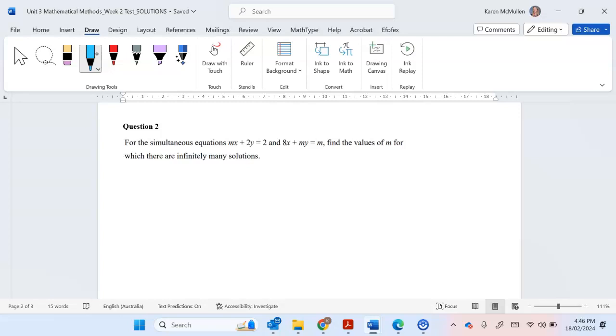All right, question 2. So for the simultaneous equations mx plus 2y equals 2 and 8x plus my equals m, find the values of m for which there are infinitely many solutions. Infinitely many. So remember, that means they're the same line. Now, I'm going to show you 2 different ways of doing it.